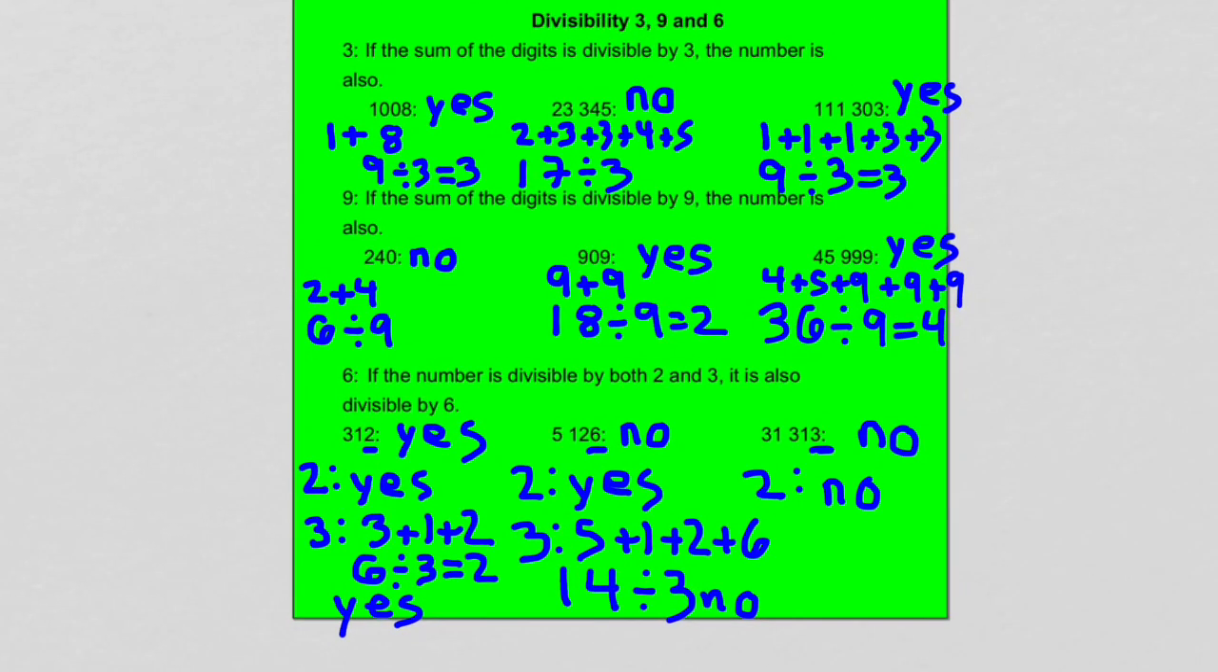All right, so that's the rules for divisibility for 3, 9, and 6. You now have a review of all the different divisibility rules. Hope that helps a bit.